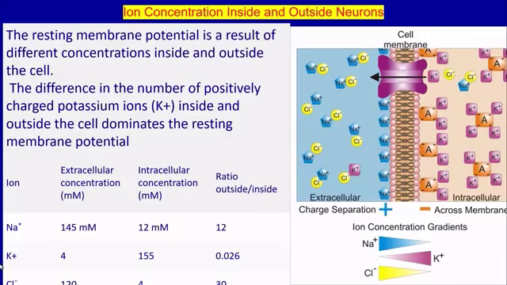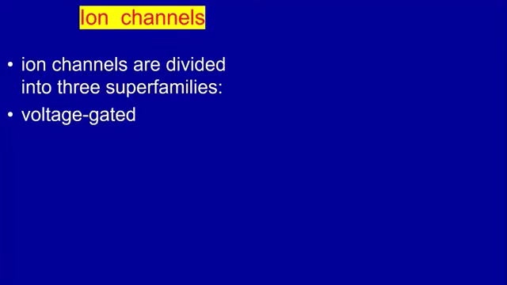Here you can see that sodium outside is 145 and inside it is 12. Potassium is 4 outside and 155 inside, and chlorine is 120 outside and 4 inside. So due to this difference, the resting membrane potential is acquired. Multiple factors are involved in this mechanism.